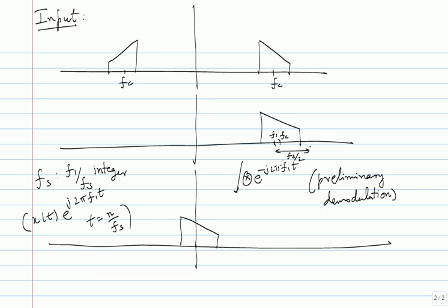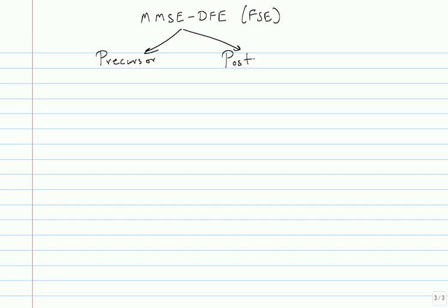Okay. So let me just quickly summarize all those things that happened here. Instead of doing the optimal thing, we picked the MMSE DFE, with a fractionally spaced implementation. A fractionally spaced MMSE DFE. That's what we are doing. So it's got two filters. The first filter is a precursor, but the precursor does what? Both matched filtering and the equalization precursor, and then the post cursor, which works at symbol rate.